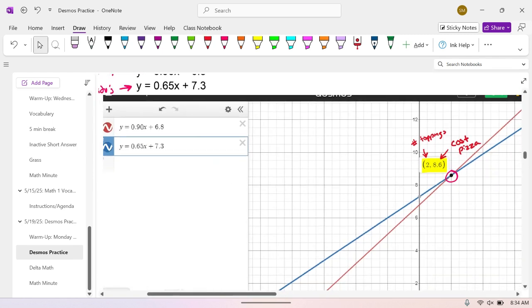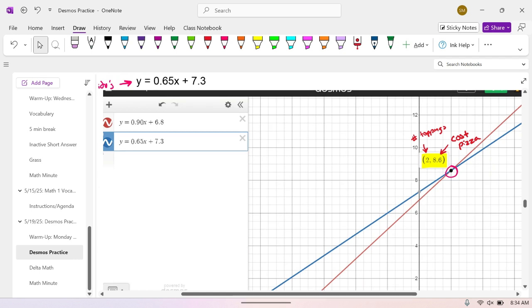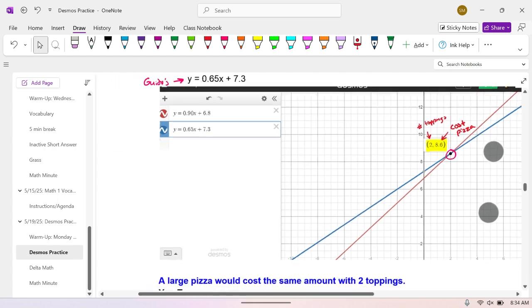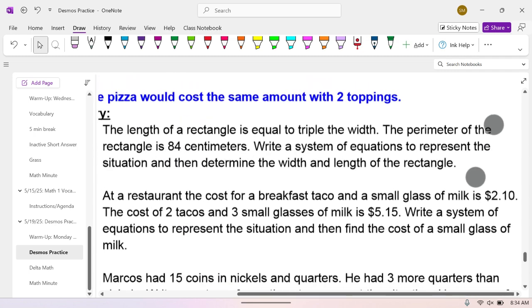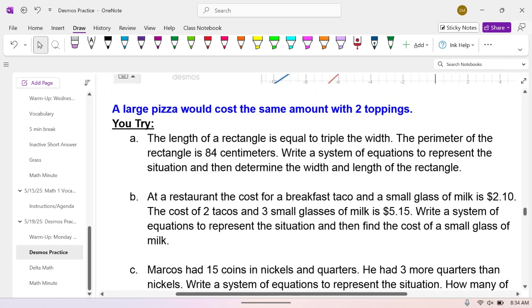All right. So remember when we broke down word problems last week? Remember that? How we did with the grass? Same thing. All right, we're going to do it just without the table. So let's do this first one together. So we're going to read it first. So the length of a rectangle is equal to triple the width. The perimeter of the rectangle is 84 centimeters. Write a system of equations to represent the situation, then determine the width and the length of the rectangle. All right. So first things first, we're going to go through the grass method.